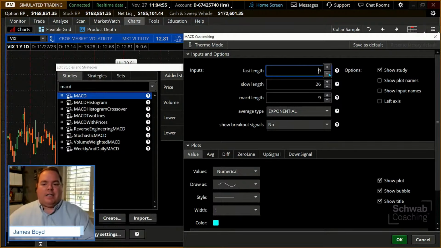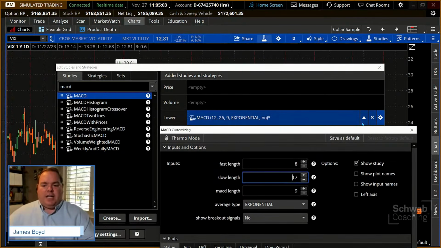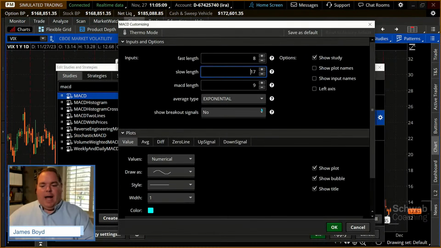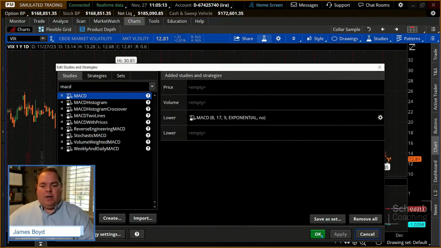Now, why are we going to do that? Well, because I'm going to bet that on average we'll probably be right in that sweet spot. So all we did is quickly change that, click on the gear, 8-17-9. Now I'm going to go back down to the very bottom, click OK, apply, and then OK.